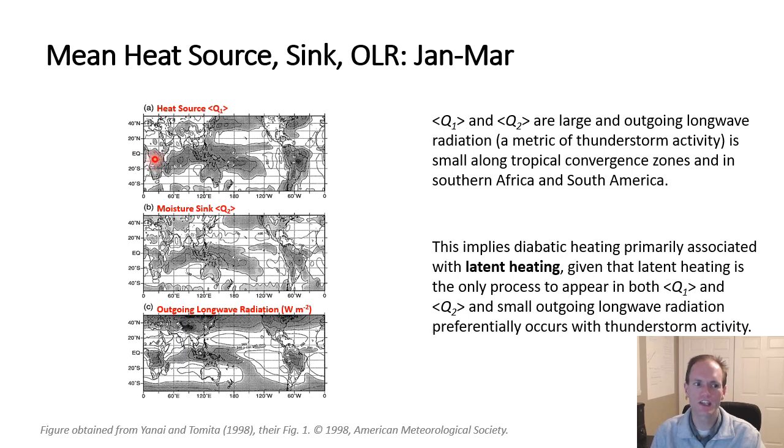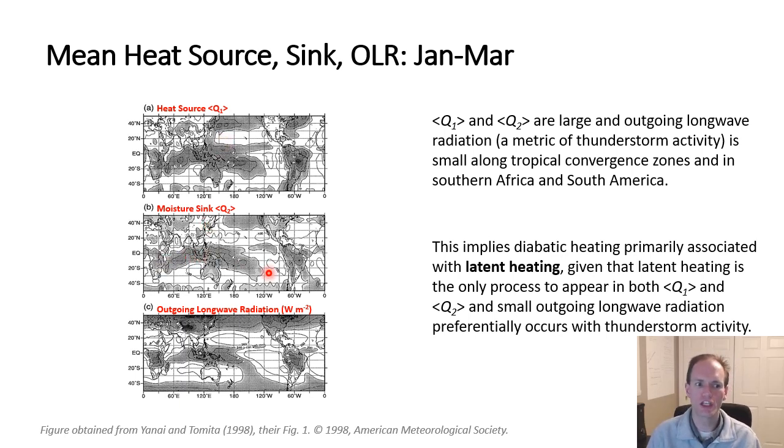What we see here, if we focus on South America, the maritime continent, and along the South Pacific convergence zone, Southern Africa, and into the equatorial Indian Ocean, we have large values of Q1 in all of these regions. We have large values of Q2 in all of these regions, and we have low values of outgoing long-wave radiation in all of these regions. So we have warming in these regions as implied by the heat source, but we don't yet know if it's radiative, sensible heating, or latent heating driven.